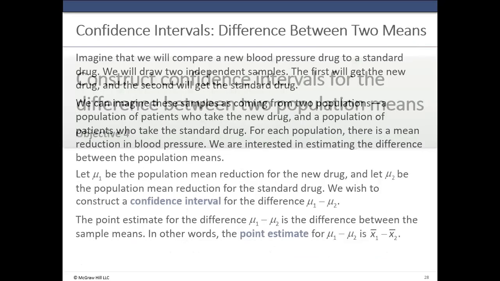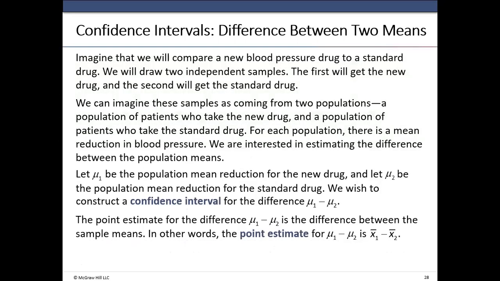Construct confidence interval. Okay, imagine that we will compare a new blood pressure drug. So we are going to calculate the confidence interval of the difference between two population means. We will compare a new blood pressure drug to a standard drug. We will draw two independent samples. The first will get the new drug and the second will get the standard drug. We can imagine these samples as coming from two populations, a population of patients who take the new drug and a population of patients who take the standard drug.